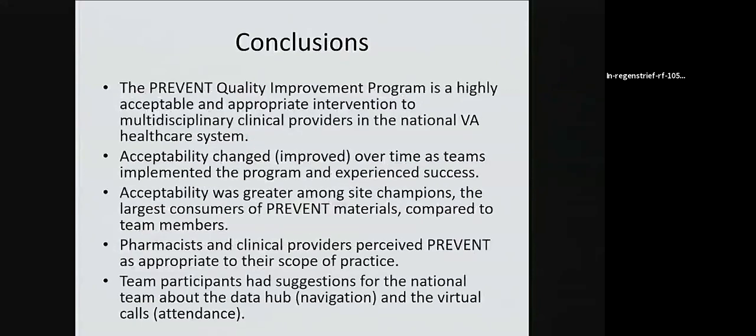Okay. So in conclusion, the PREVENT Quality Improvement Program is a highly acceptable and appropriate intervention for multidisciplinary clinical providers in the national VA healthcare system. Acceptability tended to improve over time as teams implemented the program and experienced success. Acceptability was greater among our site champions, the largest consumers of our materials, compared to their supporting team members. Pharmacists and clinical providers, such as neurologists, thought PREVENT was appropriate to their scope of practice. Nursing, not just the nurse champion, but other nurses also said there was less for them to do. So it wasn't targeting nursing so much.